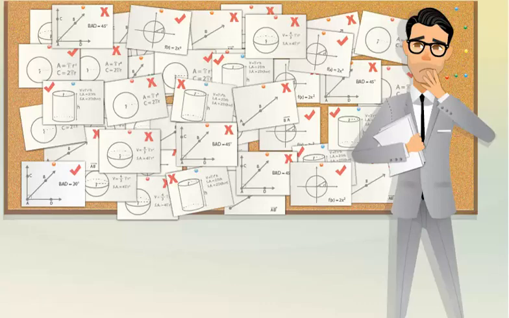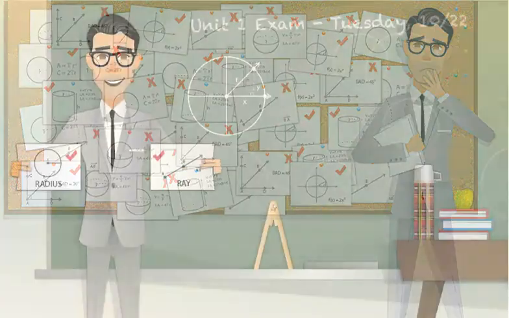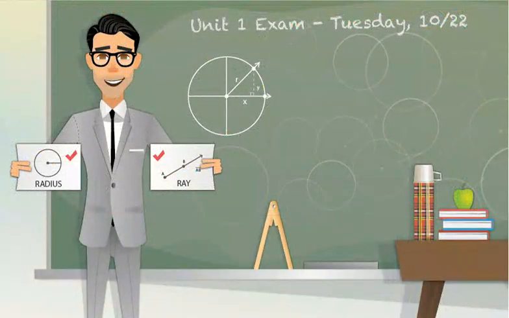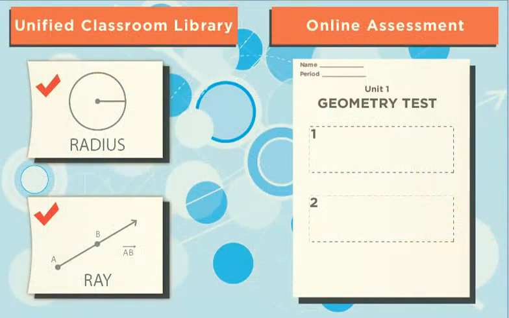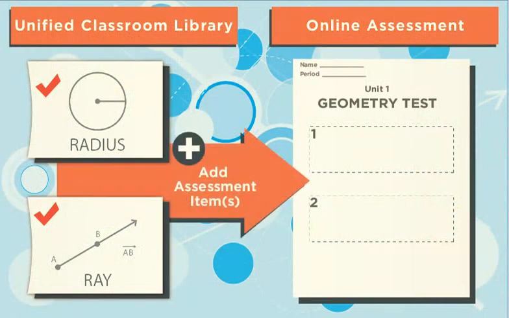It took several weeks, and your classroom walls are covered with diagrams of circles and lines. But it appears that your geometry students finally understand the difference between a radius and a ray and how to measure both. To ensure that these exact topics are covered on the unit test, use the Unified Classroom Library feature to create a new assessment item that can be added to the online assessment.